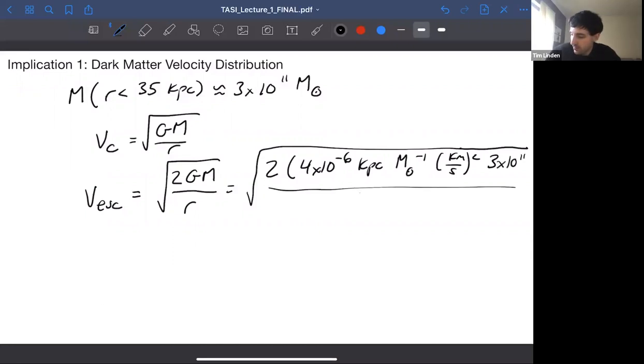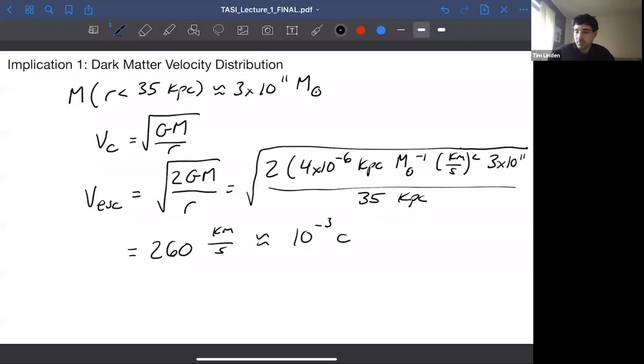And if R is 35 kiloparsecs, this tells us that the escape velocity at this radius, of course this is a radially dependent statement, is around 260 kilometers per second, which is around 10 to the minus 3 times the speed of light. So dark matter in galaxies, at least, maybe there's some other dark matter somewhere else in the universe, but the dark matter in the galaxies that controls the rotation of the galaxies must be moving slowly.